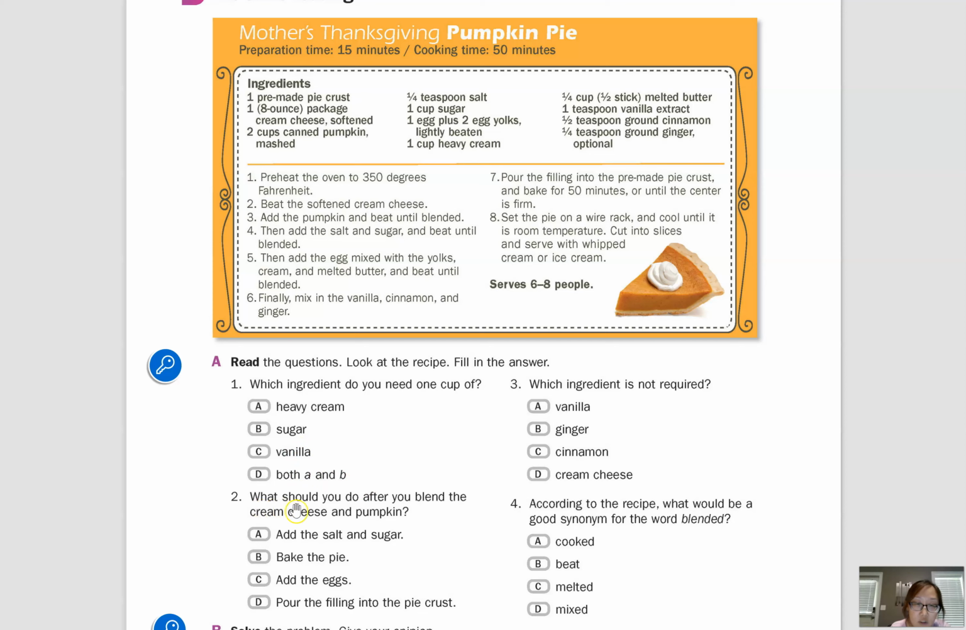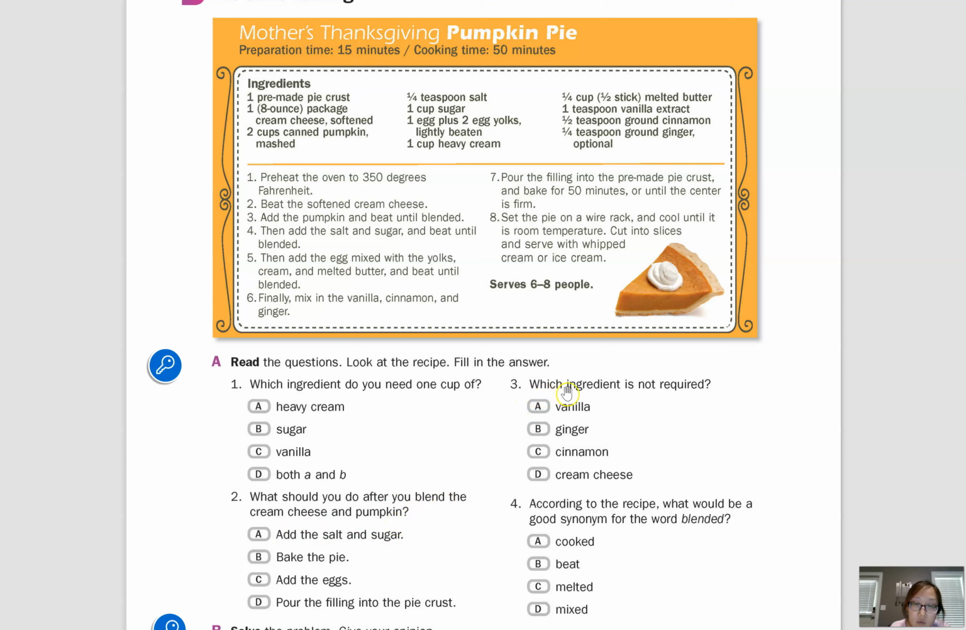And then number 2, what should you do after you blend the cream cheese and pumpkin? Okay, so this is already a sentence. So, of course, you can just say add the salt and sugar. So the answer is A. If you want to make a sentence that includes or restates the question, you can say, after you blend the cream cheese and pumpkin, add the salt and sugar. And again, you can say add the salt and sugar first. So you can say add the salt and sugar after you blend the cream cheese and pumpkin.